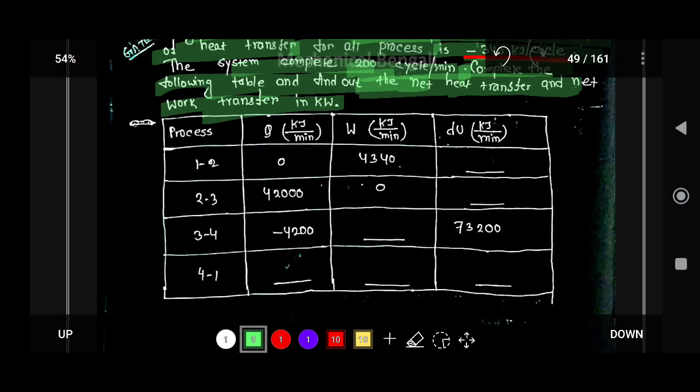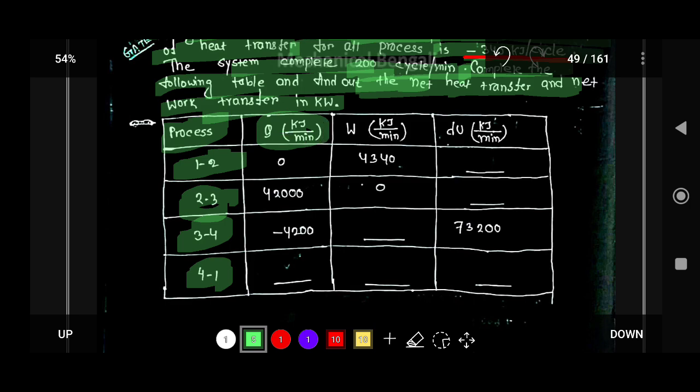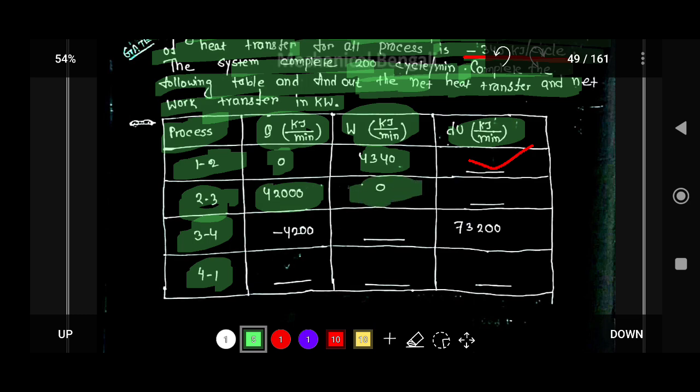The table is also given here. In this table there are 4 processes: 1 to 2, 2 to 3, 3 to 4 and 4 to 1. For each process, the heat transfer is in kilojoule per minute, the work is in kilojoule per minute, and dU, the internal energy change, is in kilojoule per minute. So this data is given, this data is given. You have to find out this data here in process 2 to 3. This data is given and this data is also given.